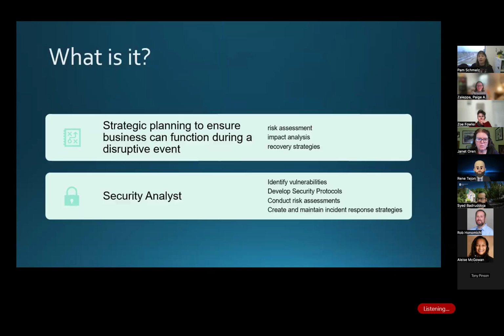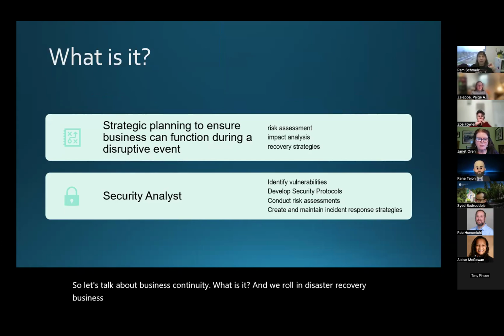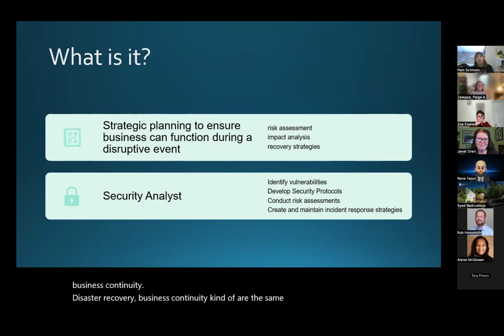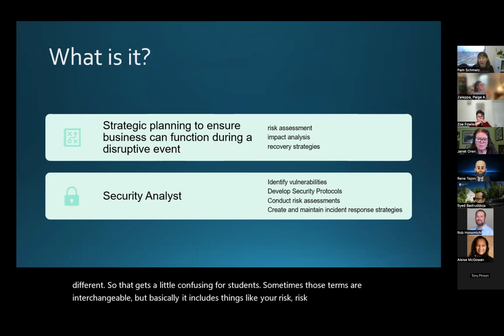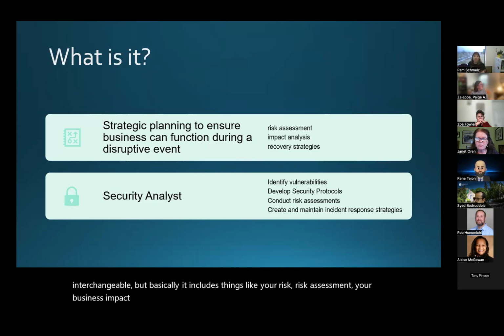Okay. So let's talk about business continuity. What is it? We roll in disaster recovery. Disaster recovery and business continuity are kind of the same, but they're a little bit different. So that gets a little confusing for students. Sometimes those terms are interchangeable. But basically it includes things like your risk assessment, your business impact analysis, and recovery strategies.